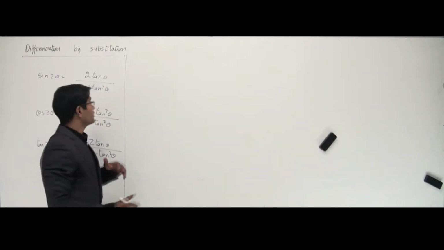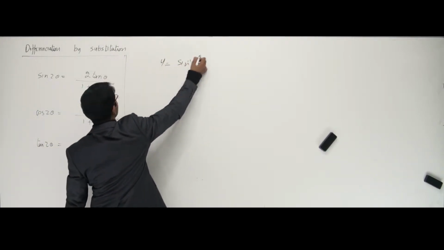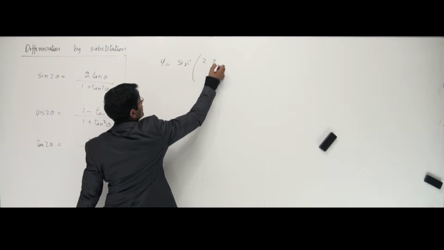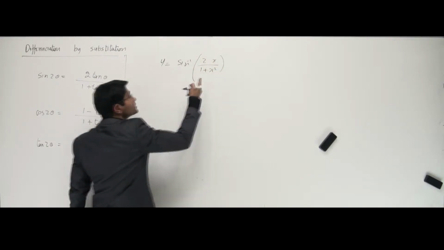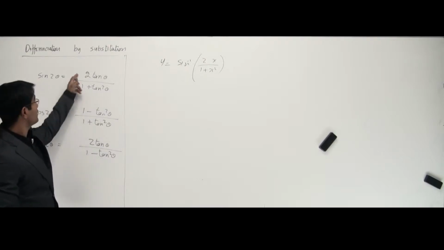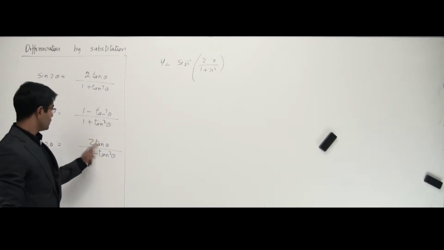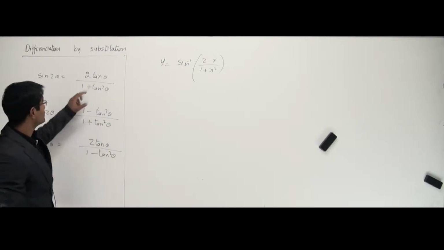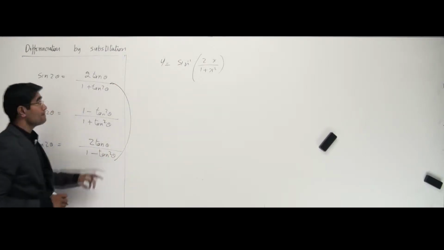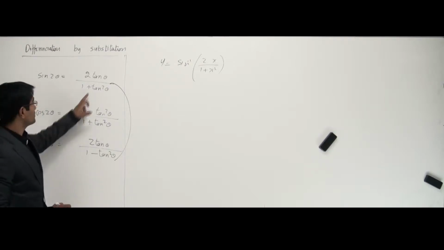All right, so if they frame a problem here, it looks like y is equal to sine inverse of 2x by 1 plus x squared. If this is my question, it should look like one of these forms: 2x by 1 plus x squared, or 1 minus x squared by 1 plus x squared, or 2x by 1 minus x squared. The difference between these is very simple. There's a plus here, there's a minus here. If there's a minus, it is tan 2 theta; if there's a plus, it is sine 2 theta.